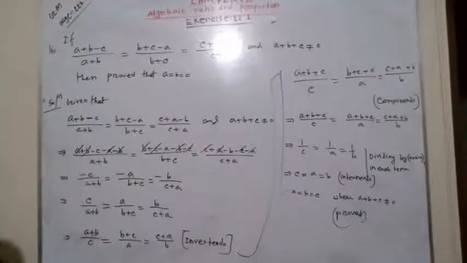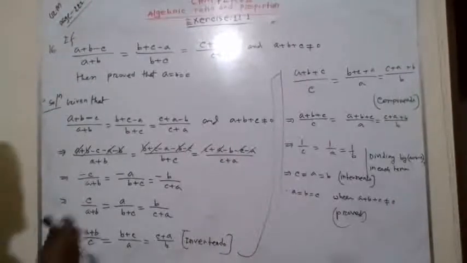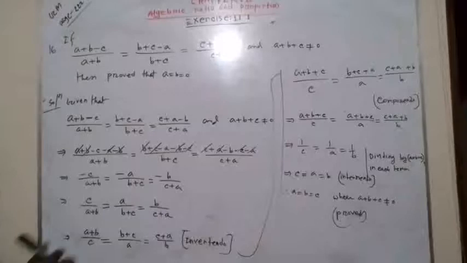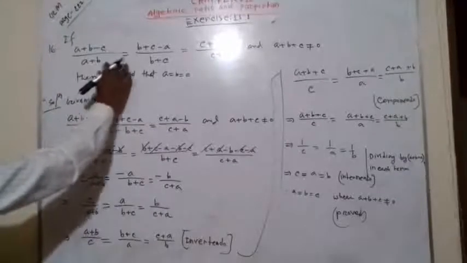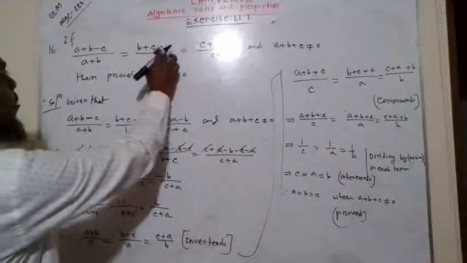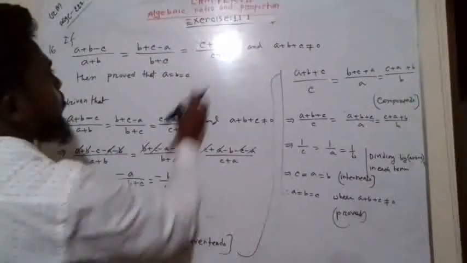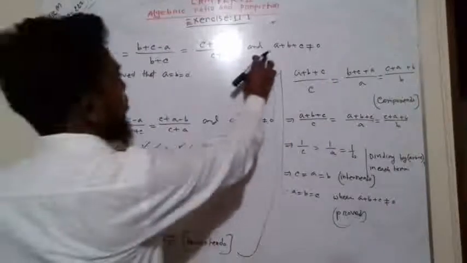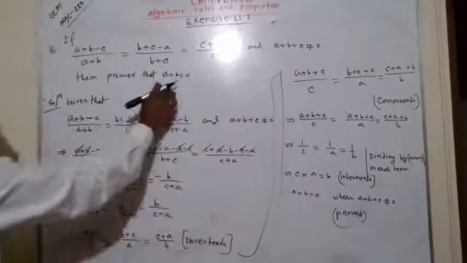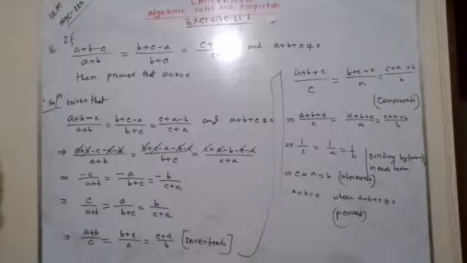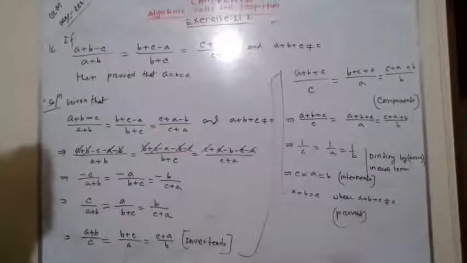Here the problem number 16. If (a + b - c)/(a + b) = (b + c - a)/(b + c) = (c + a - b)/(c + a), and a + b + c is not 0, then prove that a = b = c.